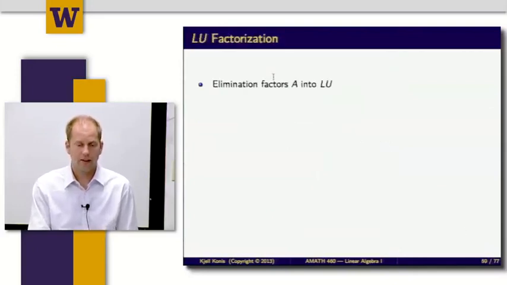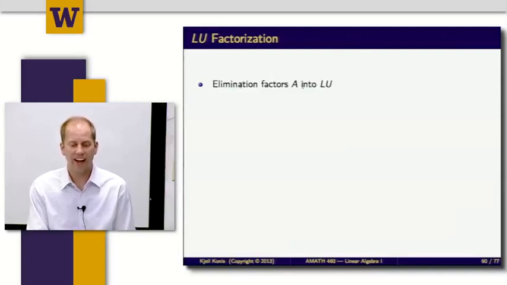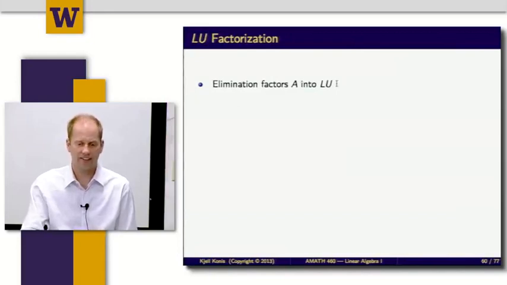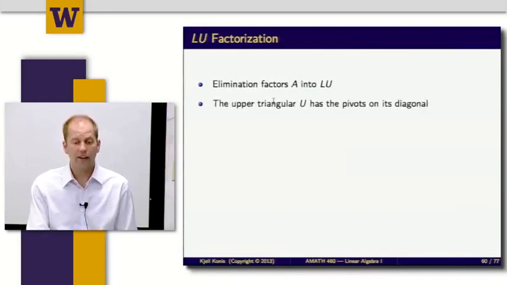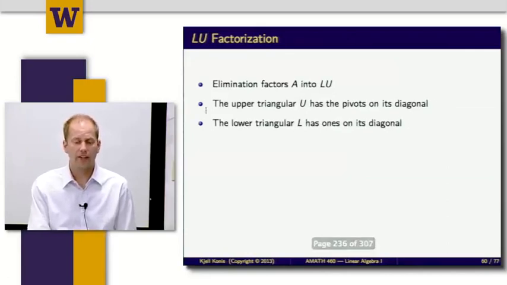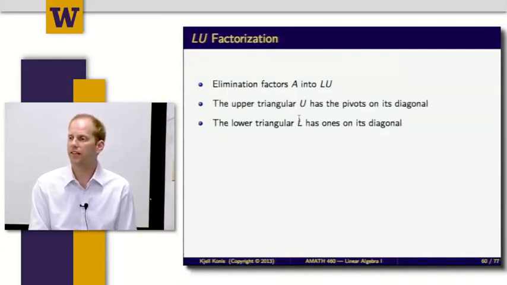So LU factorization: elimination factors A into LU, so that's what LU factorization is. It also turns out that the upper triangular U has the pivots on its diagonal. And the lower triangle L always is going to have 1s on its diagonal because I'm getting this from an identity matrix, and then I'm just plugging in the lower triangular values that are my multipliers. So if I know L always has 1s on the diagonal, there's no reason for me to store those in memory or even keep track of them.